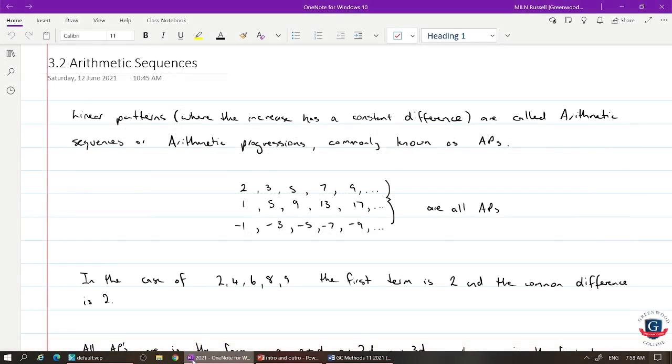Hi everybody, today we're looking at arithmetic sequences, and they are generally speaking linear patterns that have a constant difference, as linear patterns do. And when we have these linear patterns, they're either called arithmetic sequences, arithmetic progressions, or APs. So let's look at a few quick examples.